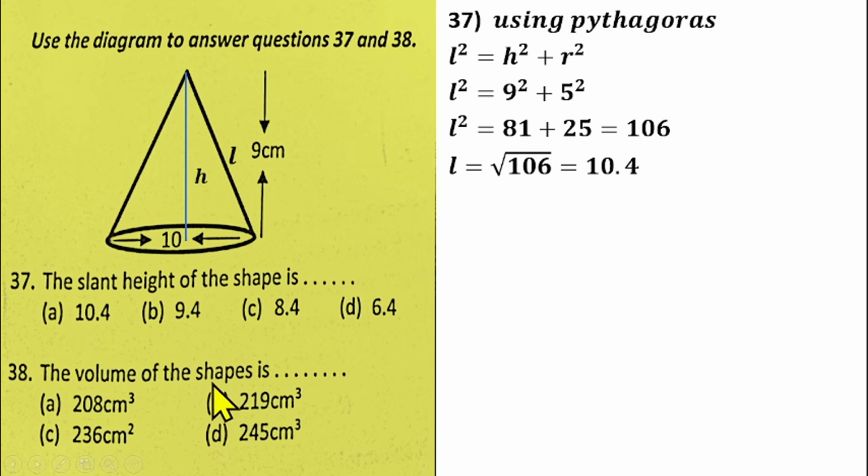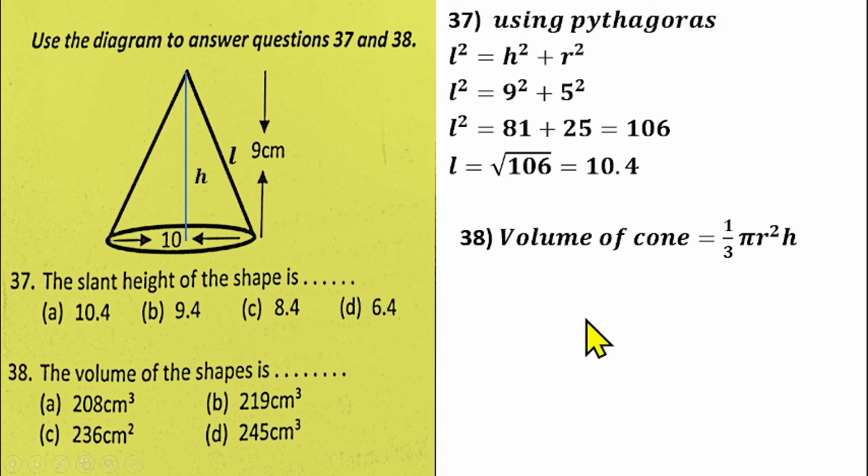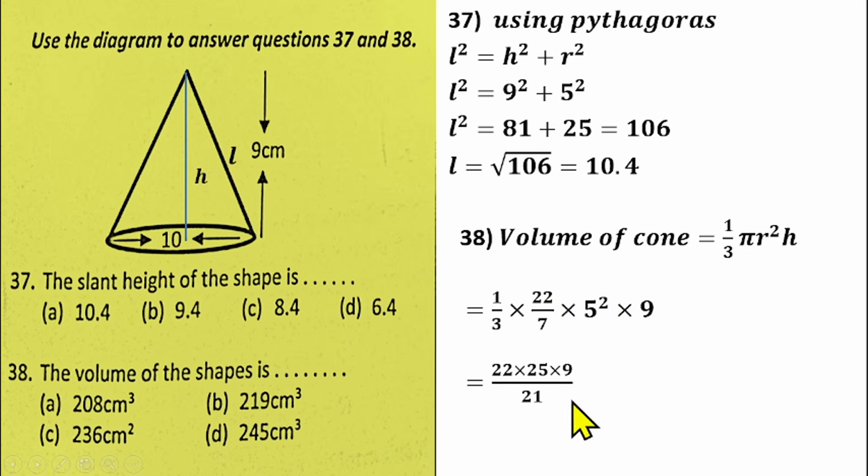Then we have to find the volume of the shape, which is a cone. What is the volume of a cone? The volume of a cone is 1/3 of the volume of a cylinder. So that will be 1 over 3 pi r squared h. If you substitute the values of pi, radius, and height, pi is 22 over 7, the radius is 5, so you have 5 squared times the vertical height, which is 9. If you simplify this, it gives us 236 centimeter cube, which is option C for question number 38.